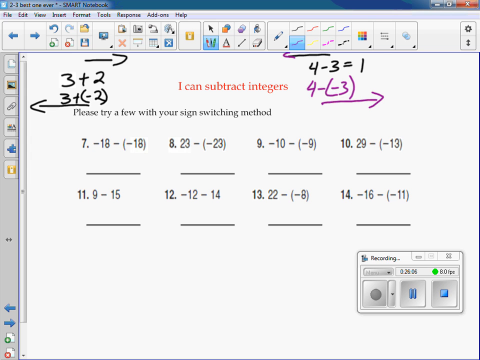Okay, subtracting a negative. Let's go right here. Subtracting a negative. Which way are we moving on the number line? We're moving to the right. We start at negative 18. We're going to move to the right 18, where do we end up? 0. Very good. If you're a sign switcher, it's plus a positive. And bingo, we're right back. Okay? Subtracting a negative again. We move to the right. Okay? Subtracting a negative is the same thing as adding a positive.